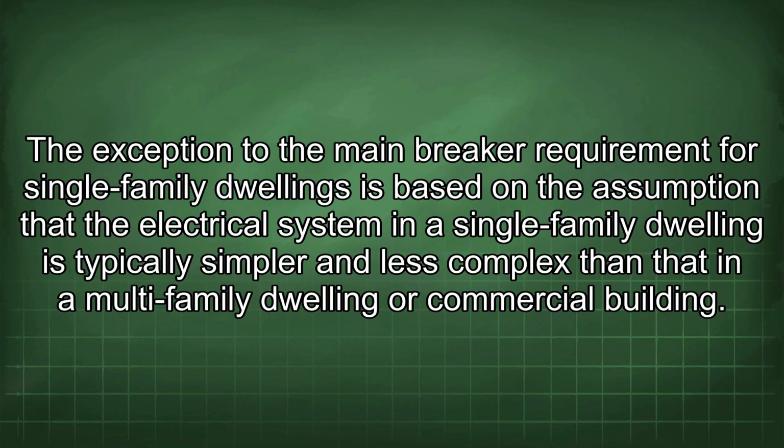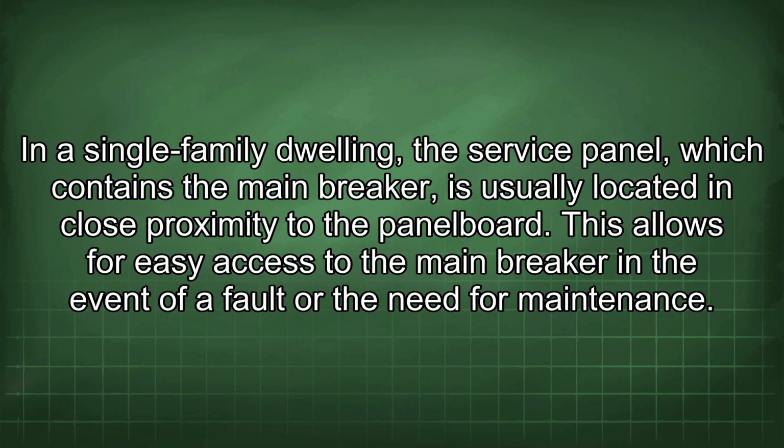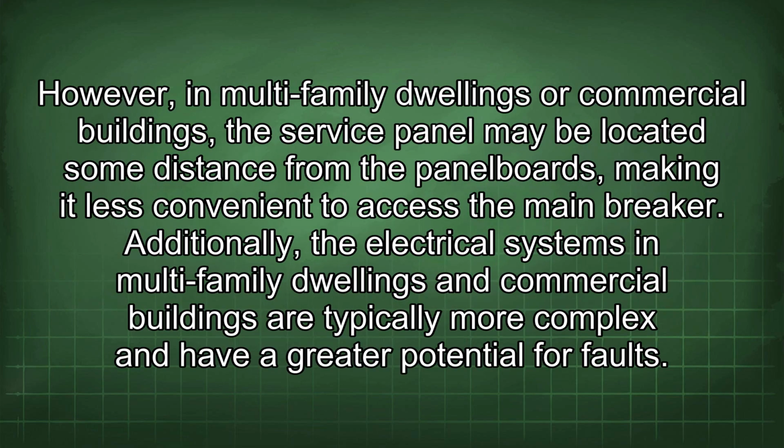The exception to the main breaker requirement for single-family dwellings is based on the assumption that the electrical system in a single-family dwelling is typically simpler and less complex than that in a multi-family dwelling or commercial building. In a single-family dwelling, the service panel, which contains the main breaker, is usually located in close proximity to the panel board. This allows for easy access to the main breaker in the event of a fault or the need for maintenance. However, in multi-family dwellings or commercial buildings, the service panel may be located some distance from the panel boards, making it less convenient to access the main breaker.